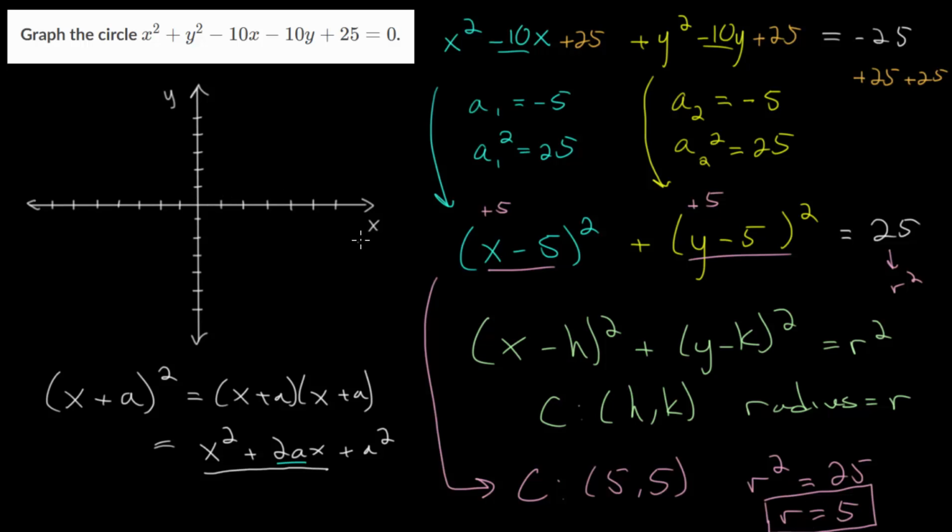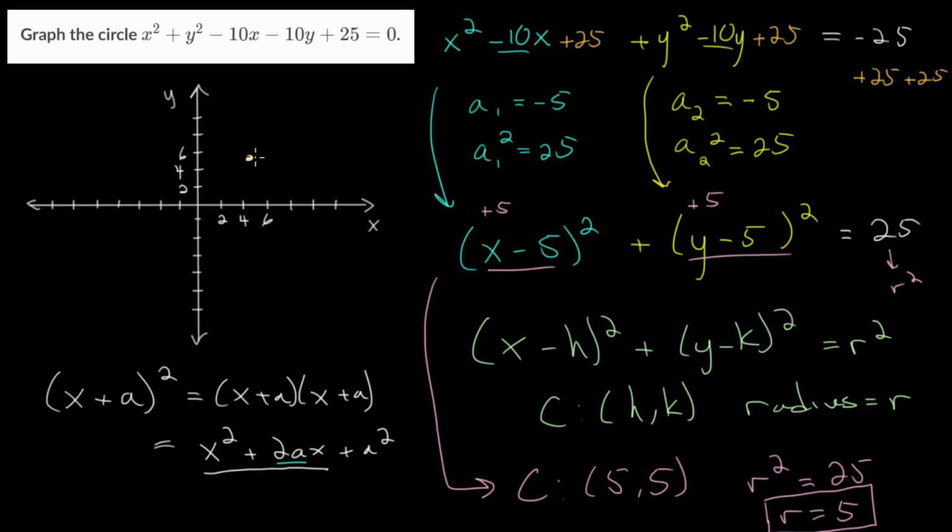And now we can actually start plotting this. And for this coordinate plane, let's use a scale of 2. So 2, 4, 6, 8, and so on, and same for the y values. So let's plot the circle at 5, 5. And let's use a different color for this. So 5, 5 will be right about there.